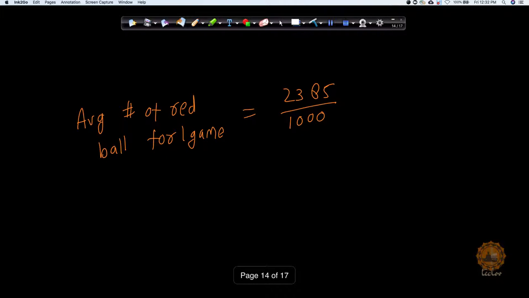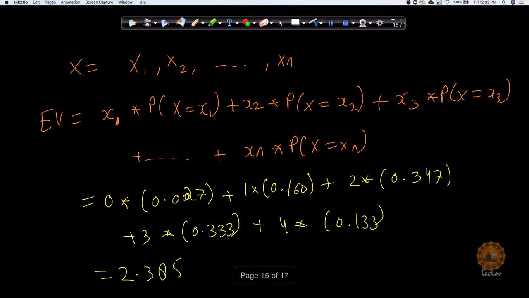Now with this knowledge, if I ask you, if you are playing one game, in one game what is the number of red balls you can get on average? So it's going to be 2385 divided by 1000, because you played 1000 games and you got a total of 2385 red balls. So it's going to be 2.385, right? Now let's define a term called expected value.